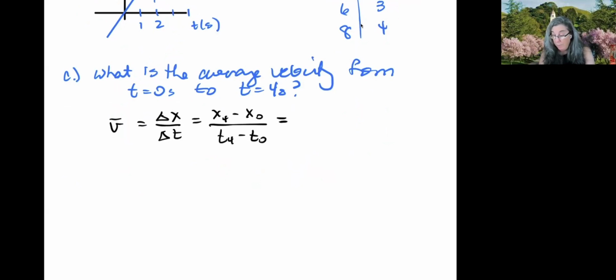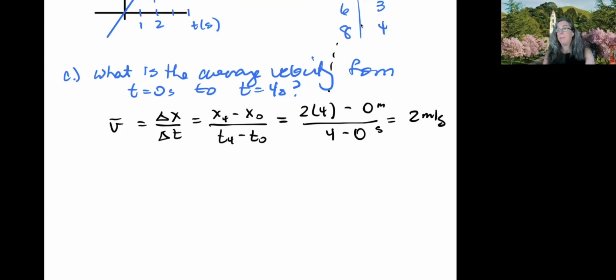So x of 4, the equation is 2t, so it's 2 times 4. We already worked it up there. It's the same one as over there. Minus 0, anything times 0 is 0. 4 minus 0. This one's in meters, this one's in seconds. So in fact, we get 2 meters per second. 8 over 4 divides nicely, and you get 2 meters per second.